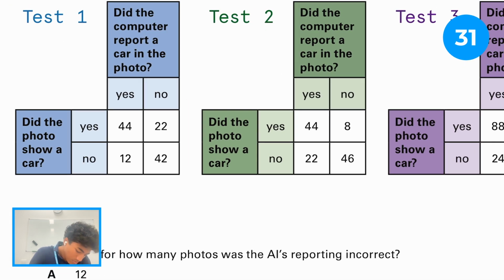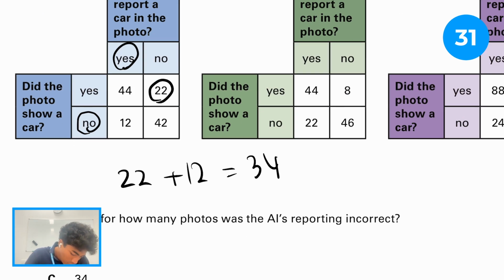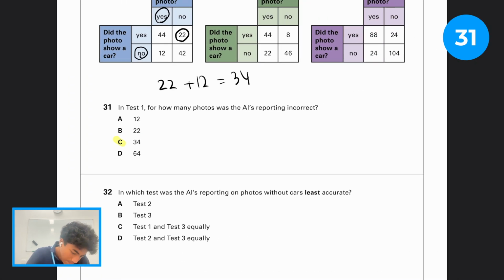Let's see. Did the photo have a car? Yes. Did the computer report a car in the photo? No. So that means 22 were reported incorrectly. So 12 of these photos showed no car, but the computer reported that there was a car. That means another 12 were reported incorrectly. That means in total 34 were reported incorrectly.